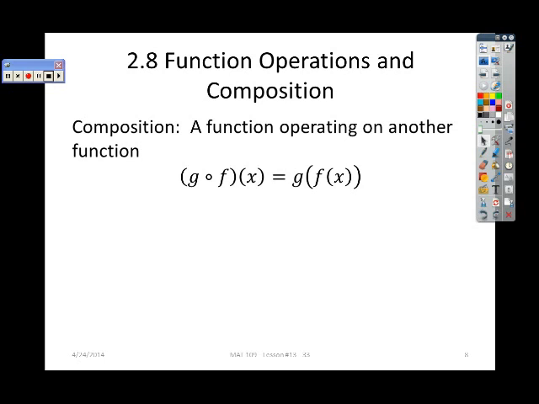Okay, so add, subtract, multiply, and divide are very straightforward, very easy, nothing complicated going on. We're going to look at composition now, which gets a little more complicated.